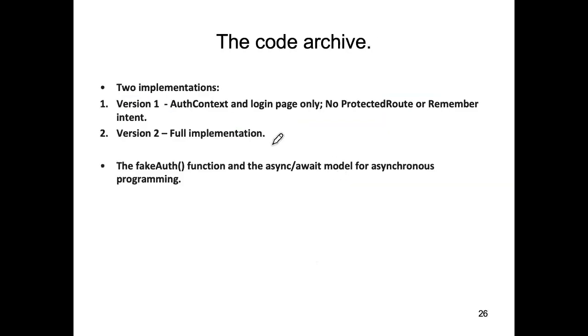That's the optional chaining. And as I was talking about a moment ago, in the code that I provided you with, there are two implementations, version 1 and version 2. Version 1 just has the auth context. It has the login implementation, but it doesn't have protected routes. So it's kind of stripped back.